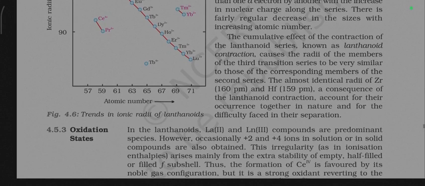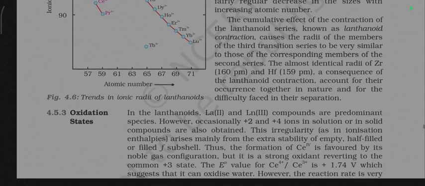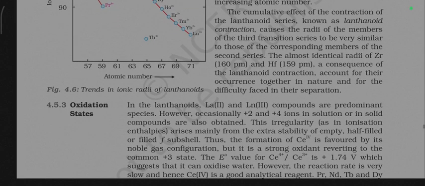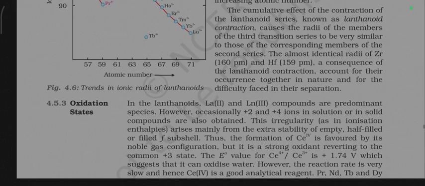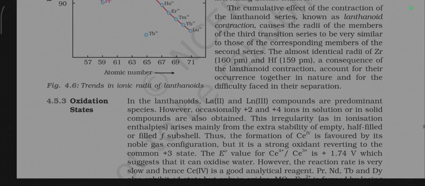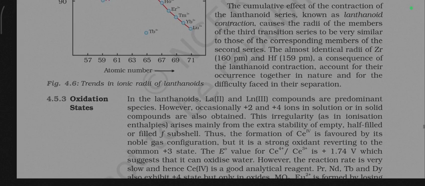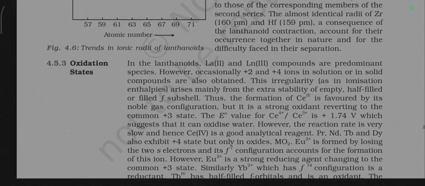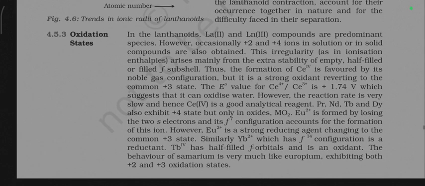The cumulative effect of the contraction of the lanthanoid series, known as lanthanoid contraction, causes the radii of the members of the third transition series to be very similar to those of the corresponding members of the second series. The almost identical radii of Zr are 160 pm and Hf 159 pm. A consequence of the lanthanoid contraction is their occurrence together in nature and the difficulty faced in their separation.